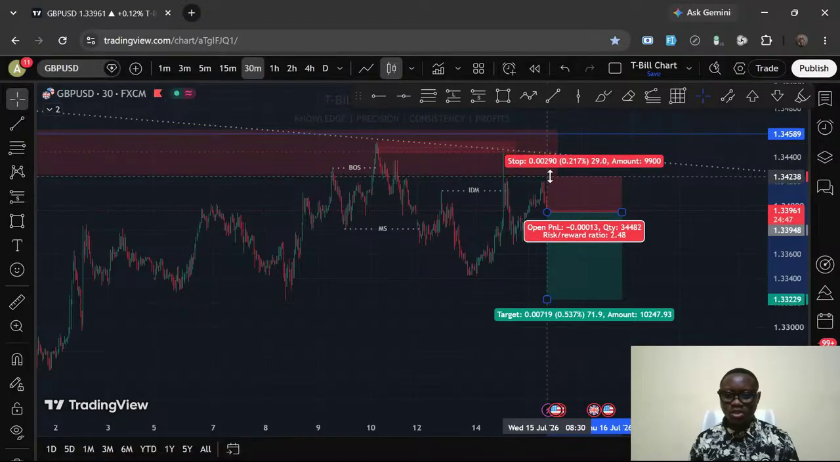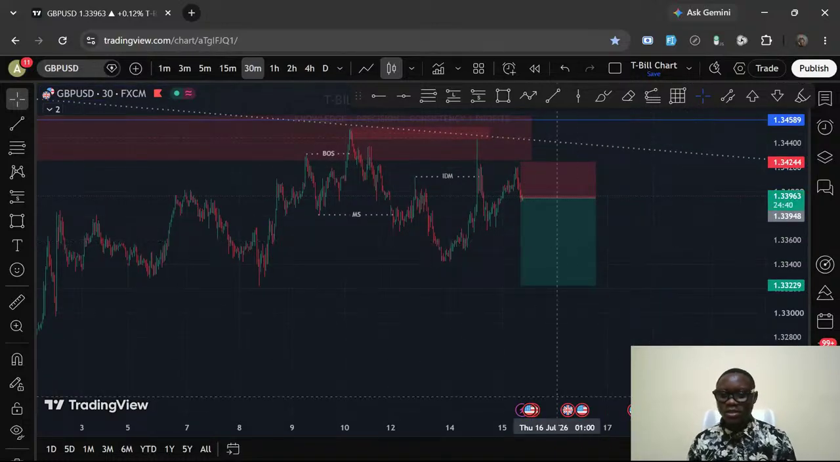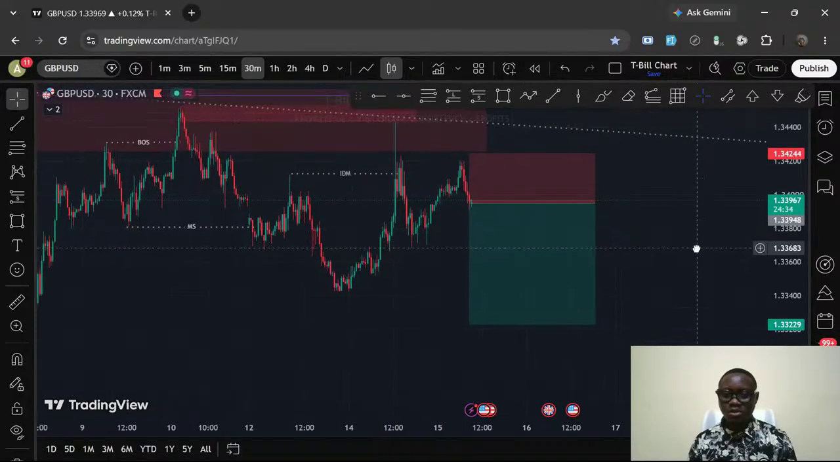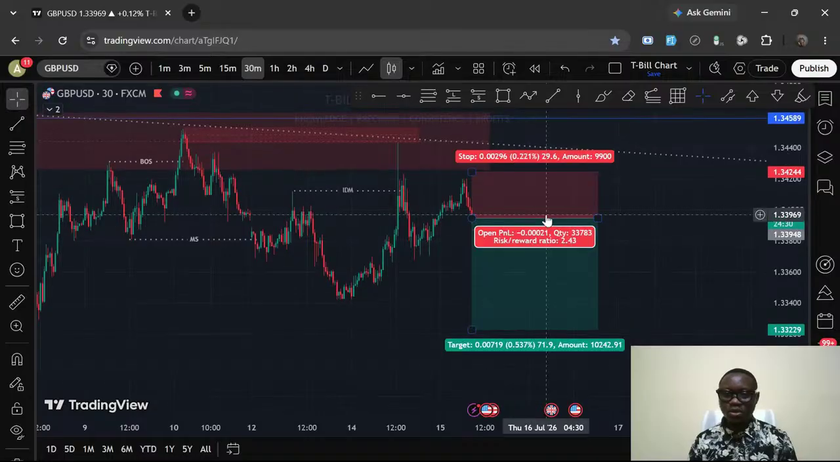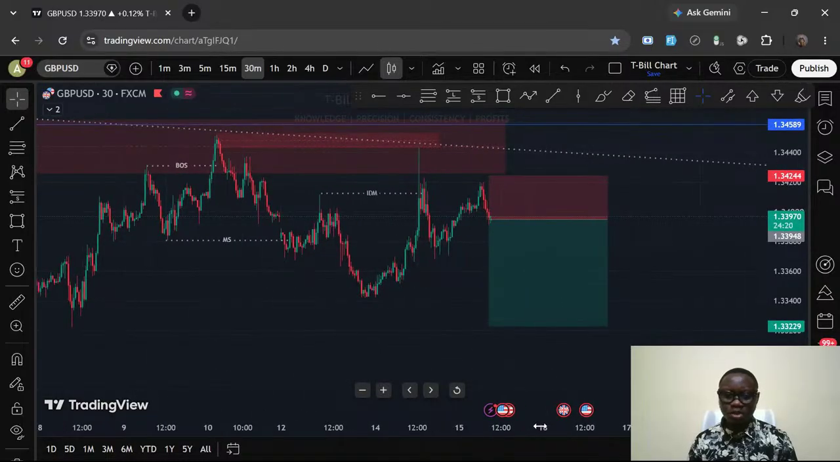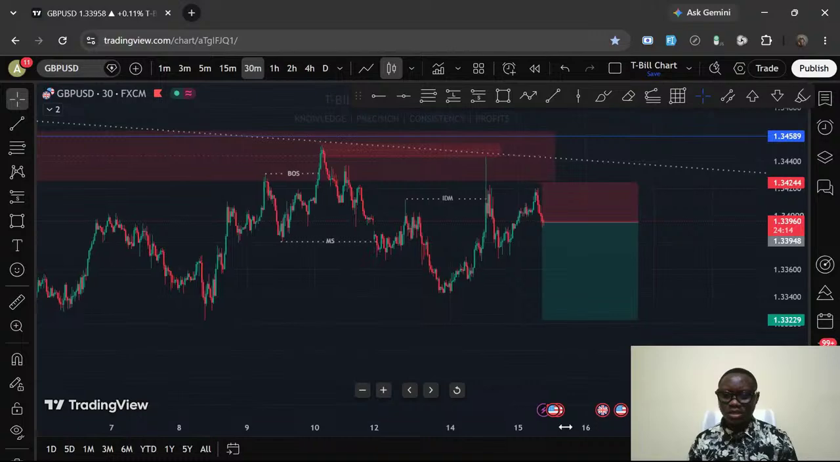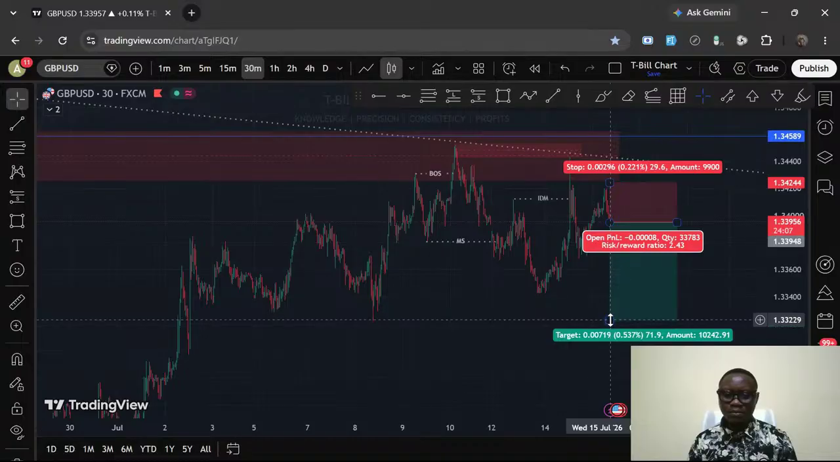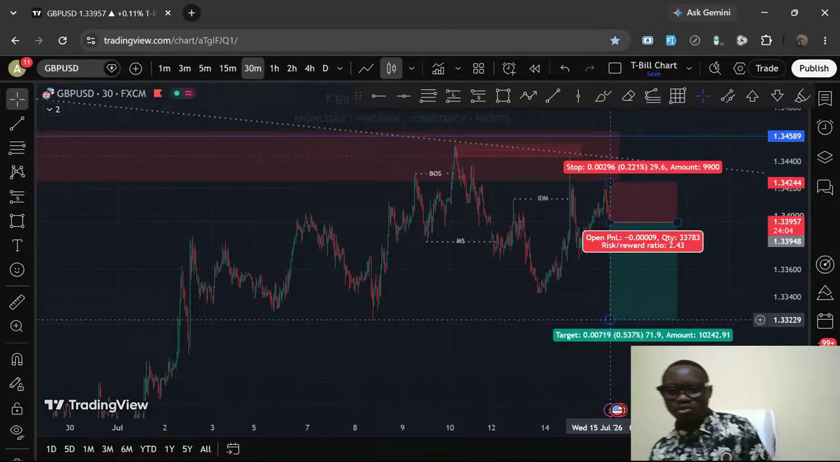Better still, if you want to reach this entry, you can take this entry and set your SL around here. But I would not recommend shorting GBPUSD at this point. I'd rather wait for new structures to be broken, then wait for a pullback to a premium zone, then take my entry. But if you want to take this risk, you can short GBPUSD. Then you'll be looking at this for your TP. That's a 2.43 risk to reward ratio.